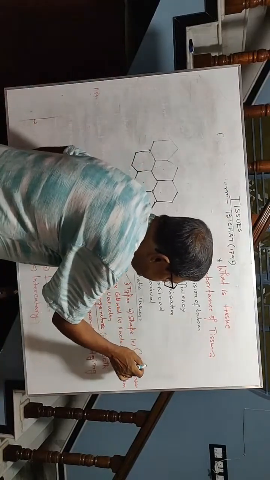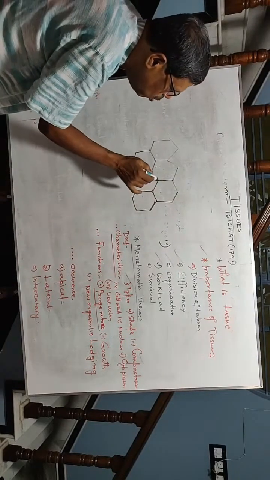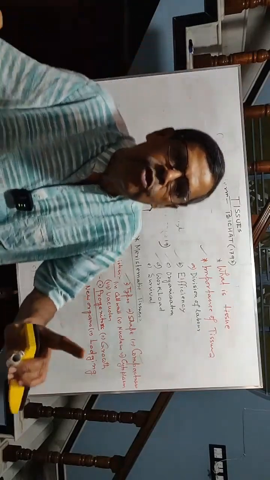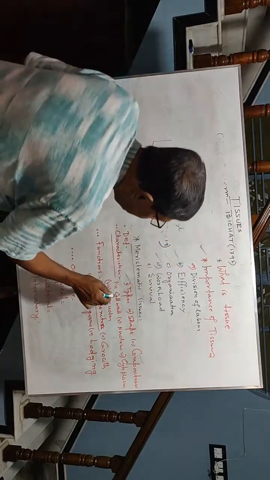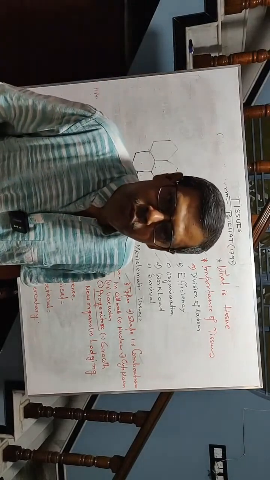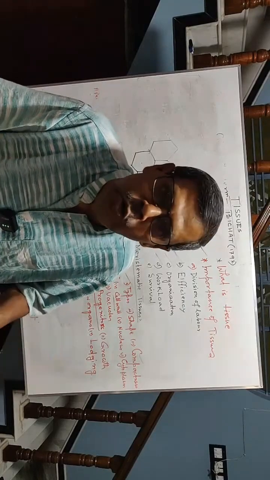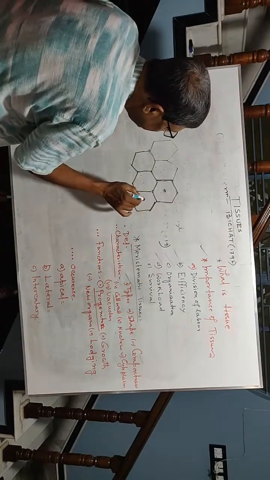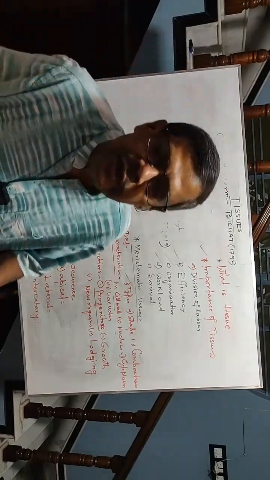Next, compact. The cells of the meristematic tissue are compactly arranged. There are no intercellular spaces between two cells. Next, the cell wall. The cell wall is composed of thin cellulose. Next, nucleus. There is one nucleus in the center of the cell.